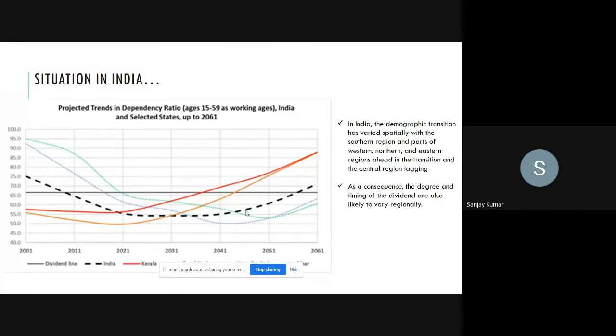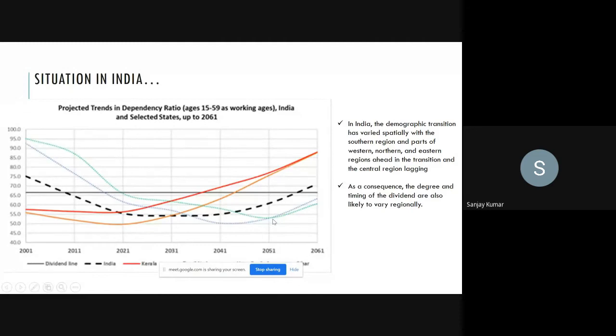But if you see some of the regional patterns, in states like Kerala and Tamil Nadu, by today, 2021, their dependency ratio, which was lower, has now started rising, because they are the states where aging is catching up and dependency is increasing. On the other hand, in Bihar and UP, the window of opportunity will start later and will continue for a longer time.